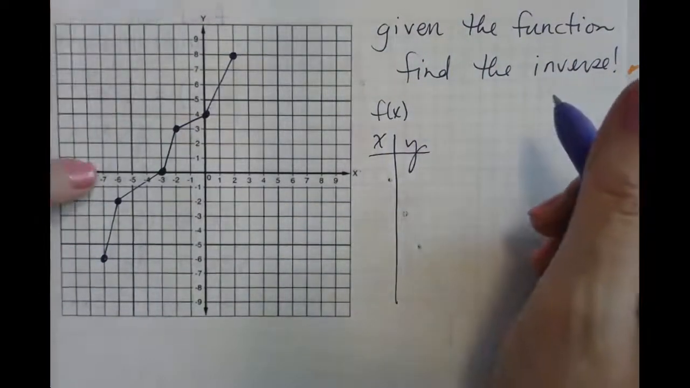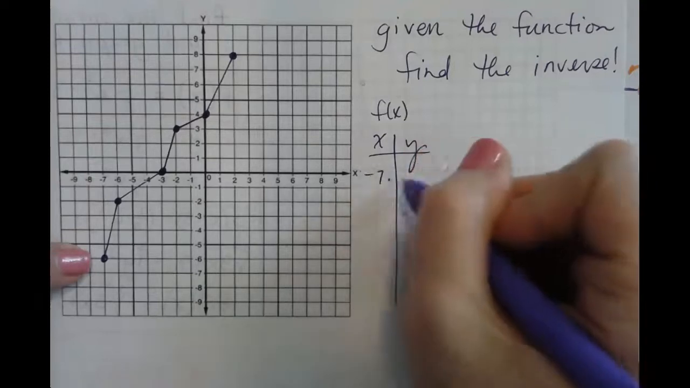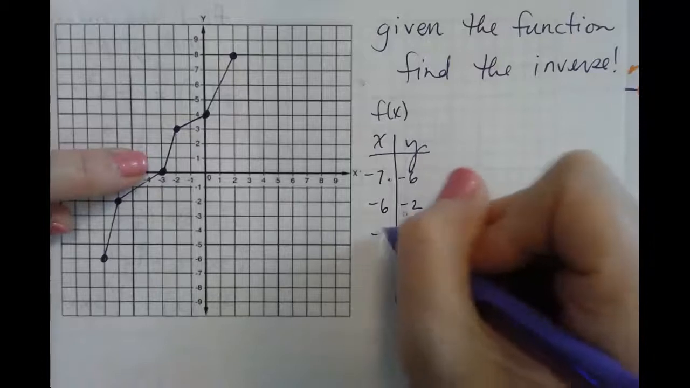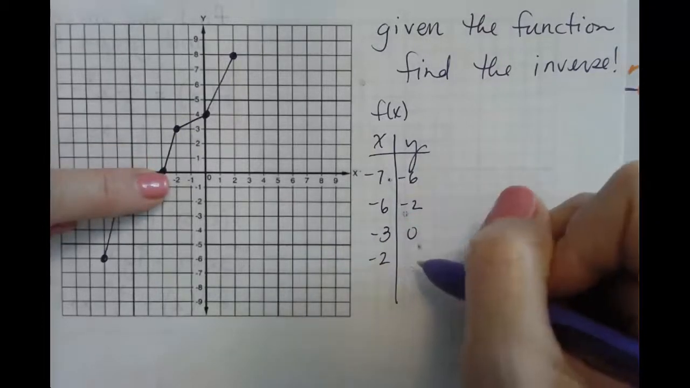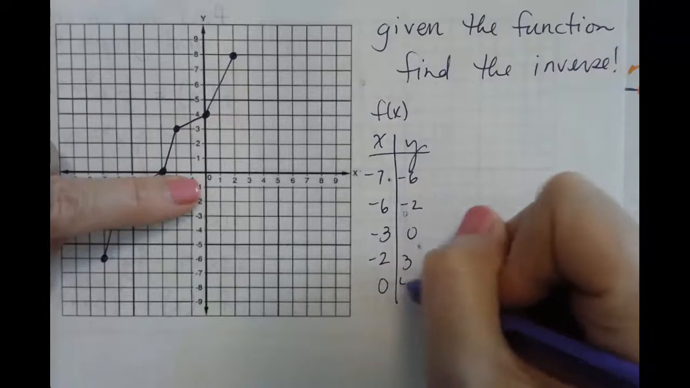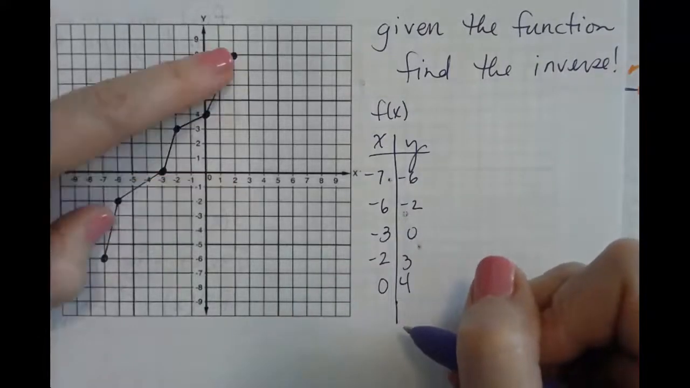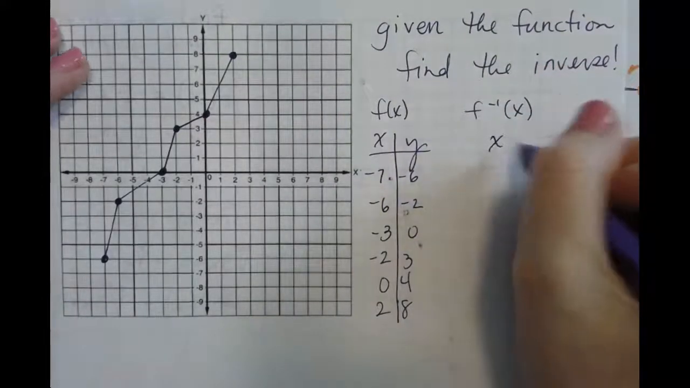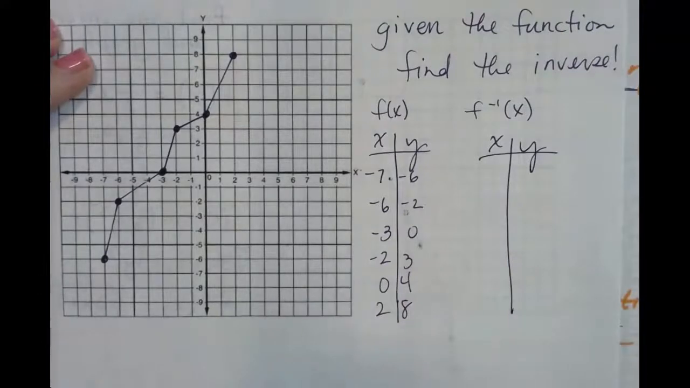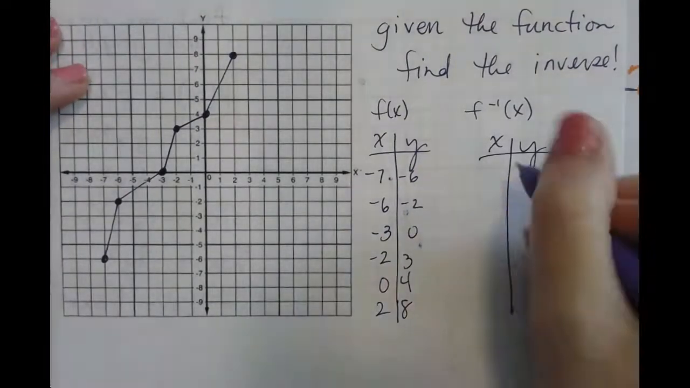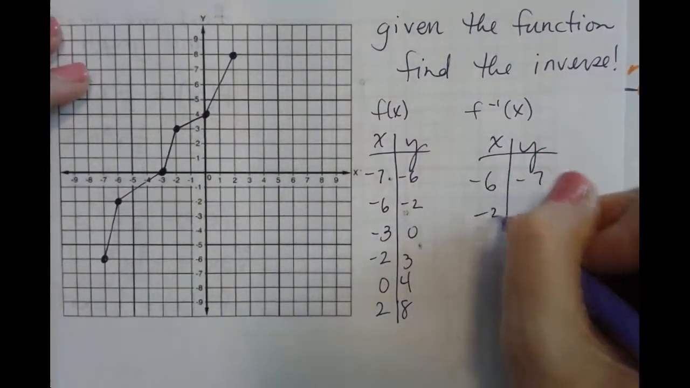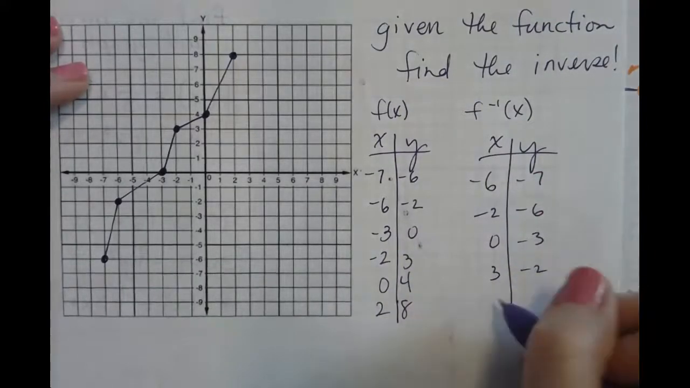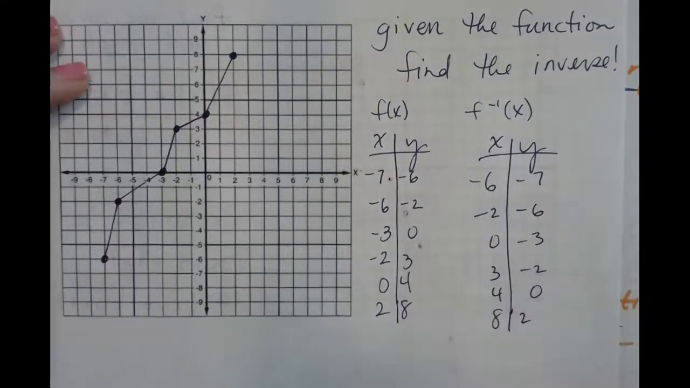So, all right, where are we starting? We are at -7, -6. Then we are at -6, -2. This is -3, 0. This is -2, 3. This is 0, 4, and 2, 8. So our inverse function is just going to be all of these transposed: -6, -7; -2, -6; 0, -3; 3, -2; 4, 0; and 8, 2.